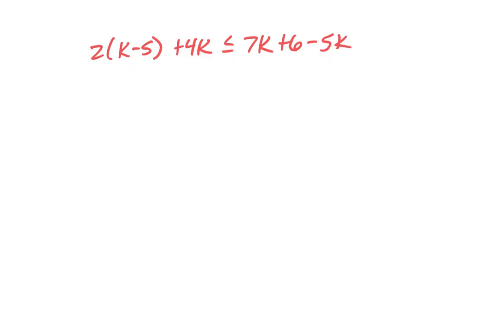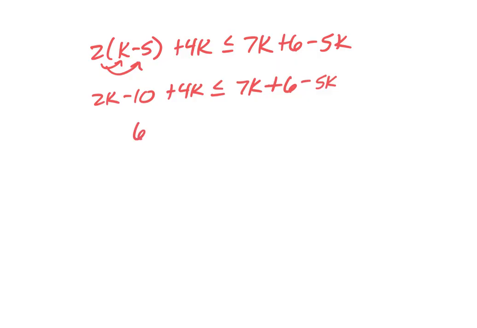Distribute, right? If I see parentheses with a number directly in front, then we've got to distribute. We've got to distribute this too. Okay. Now on each side, we want to combine like terms. We got some k's on the left, we got some k's on the right. So 2k and 4k make 6k. On the right, 7k minus 5k.